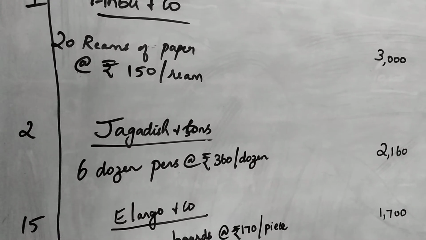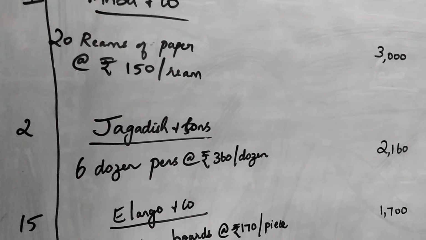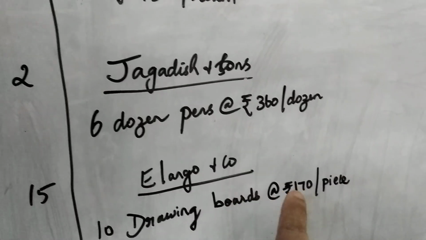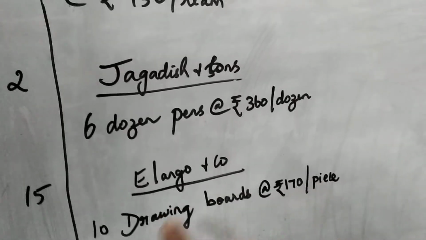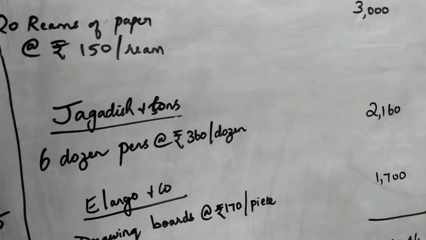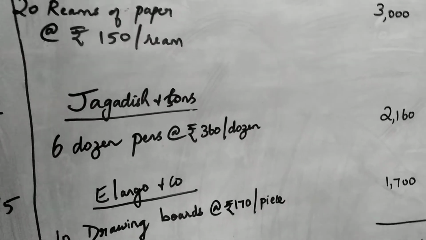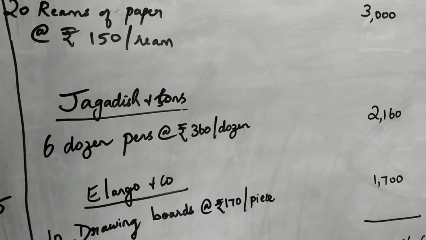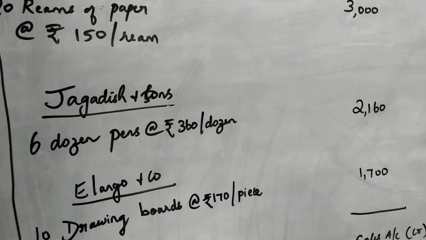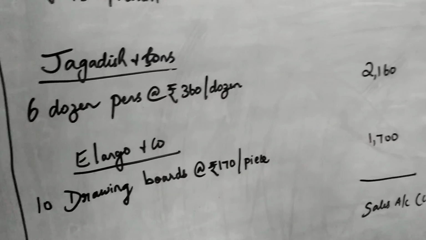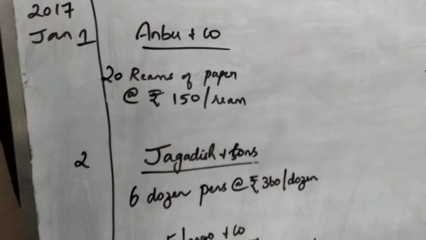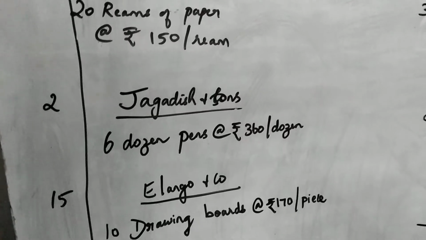January 15th, sold on credit to Ms. Elango and Company 10 drawing boards at rupees 170 per piece. 10 into 170, 1700. And last Jan 20th, sold to Kani and Company 4 writing tables at rupees 1520 per table for cash. This transaction will not appear. Only 3 transactions, Jan 1st, 2nd and 15th.